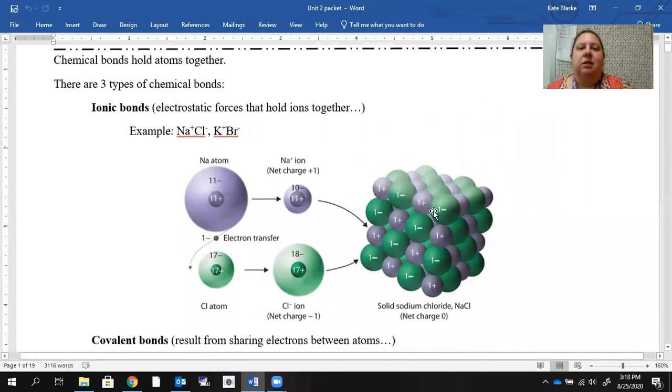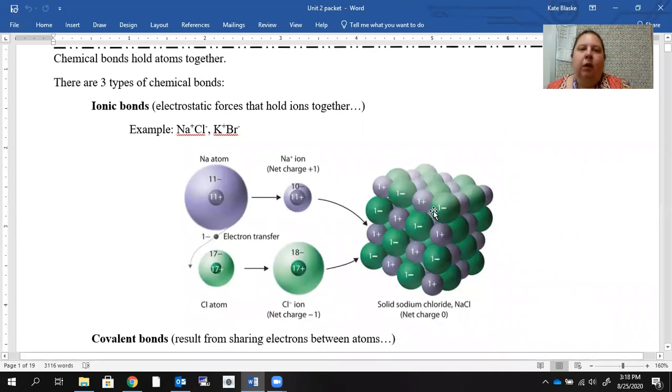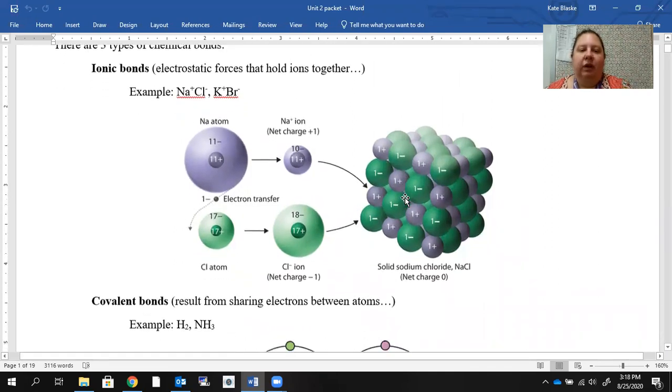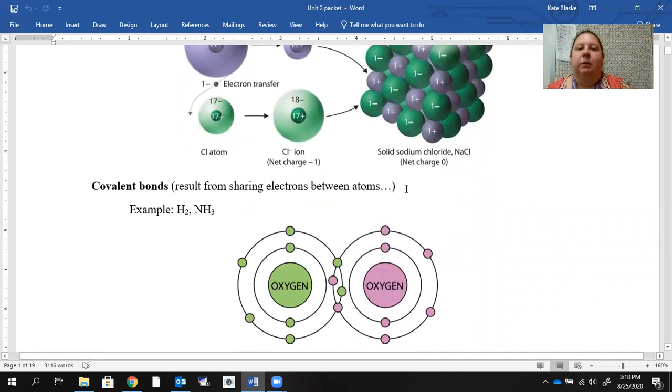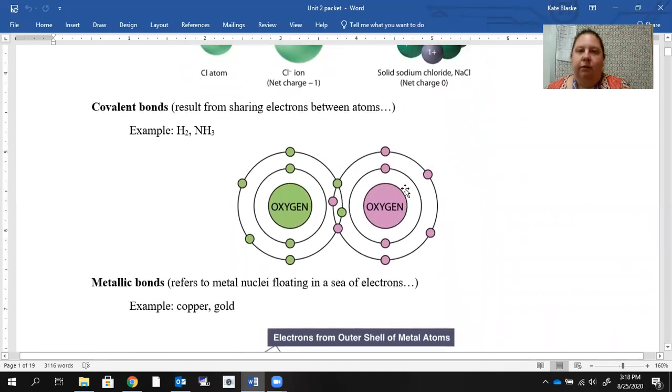First type is ionic bonds. So ionic bonds occur because of the attraction between the positively charged cation and the negatively charged anion. Makes this nice, pretty organized system of positive, negative charged ions alternating back and forth. Covalent bonds happen from a sharing of electrons instead of a giving and taking like ionic do.